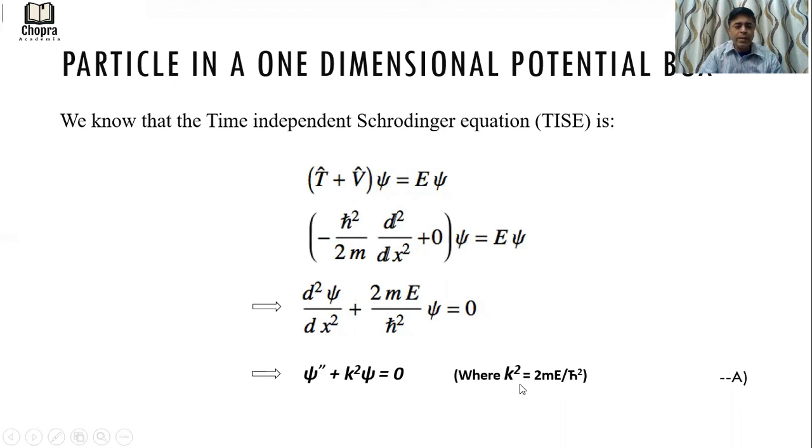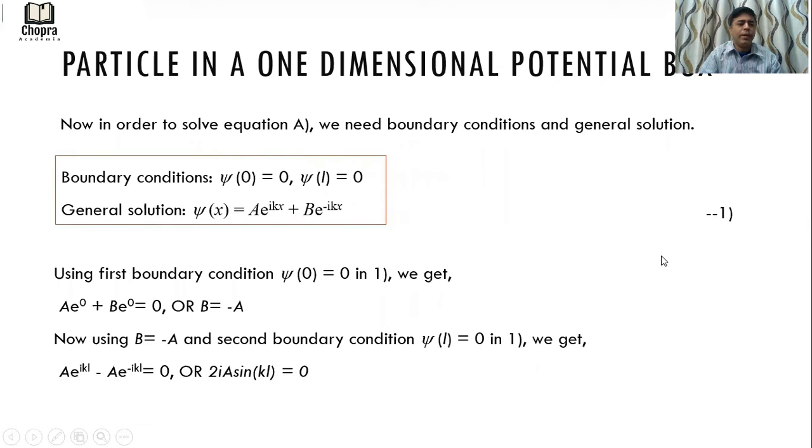Now for the solution of equation A, which is a differential equation, we need to have boundary conditions and a general solution. These two things are very important to get started with the derivation. The boundary condition is easily understood from the concept of a wave packet. At the boundaries, or at infinite distance, minus infinity to plus infinity, the wave function must decay. It must go down to 0. So that is the boundary condition we will be using.